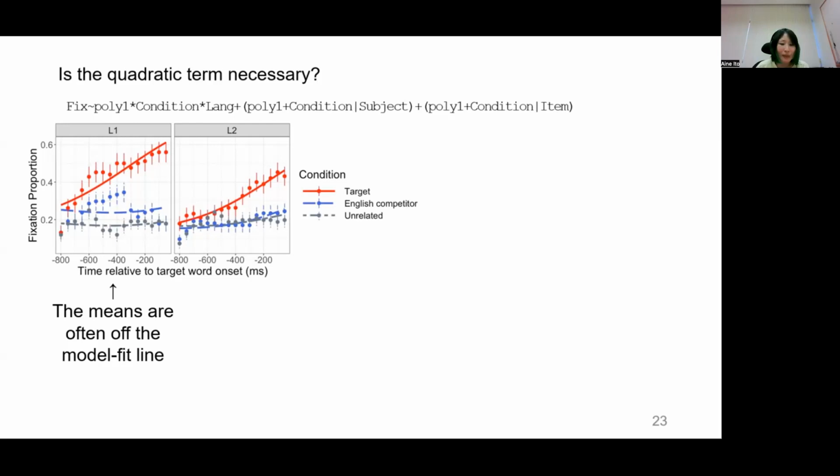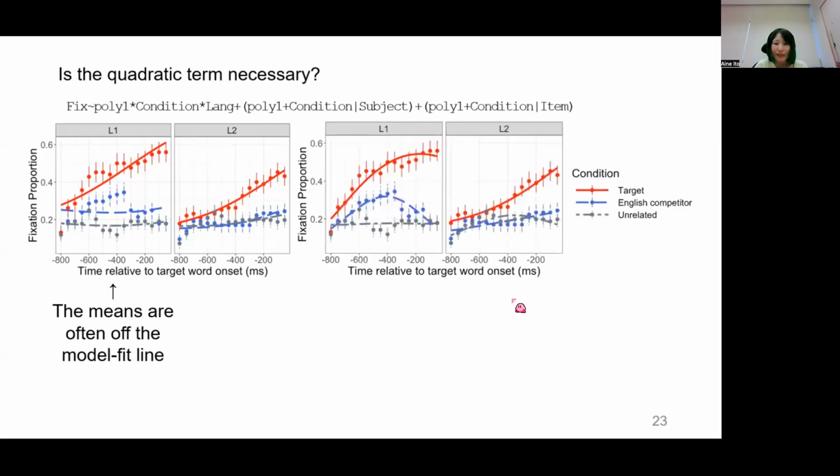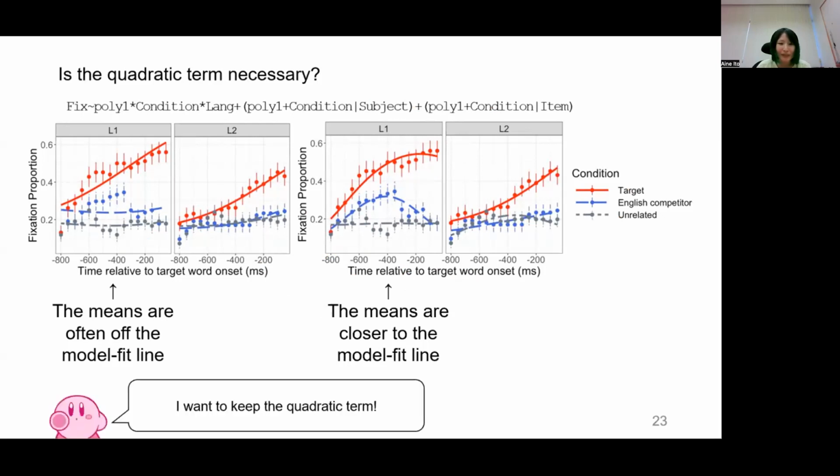And I think this is much clearer if you compare it to this model fit, which is the model fit for the model which included the quadratic term, right? If you compare, it's really clear. In this model, we can see that these mean dots are much closer to the model fit line compared to this. So we can probably conclude that we want to keep the quadratic term for this data. Maybe you don't have to for the L2 speakers data, but we probably want to for the L1 speakers data.